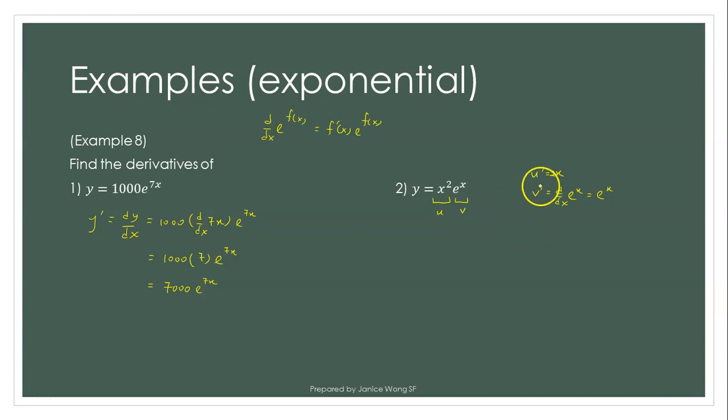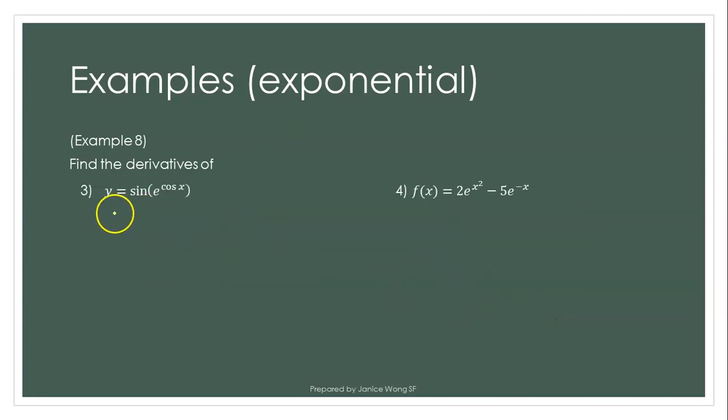With u, v, u prime, v prime ready, we can apply the product rule to get the derivative. Dy over dx equals u prime v plus u v prime. Substitute u prime, which is 2x, v, e to the power of x, plus u v prime. So we factorize completely x e to the power of x. So we get 2 plus x. This is the final answer.